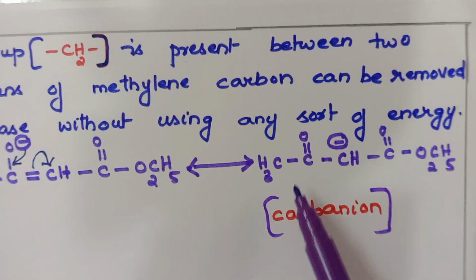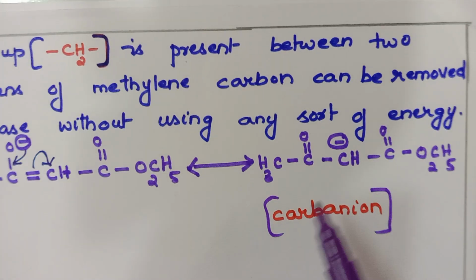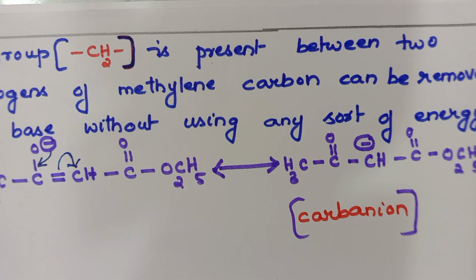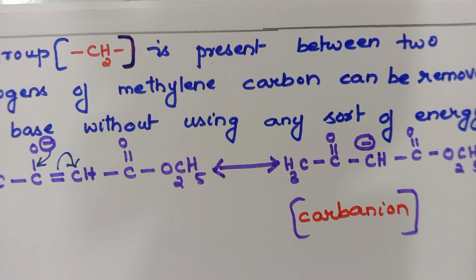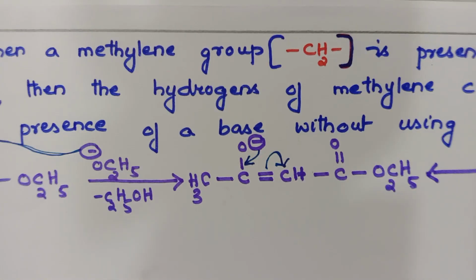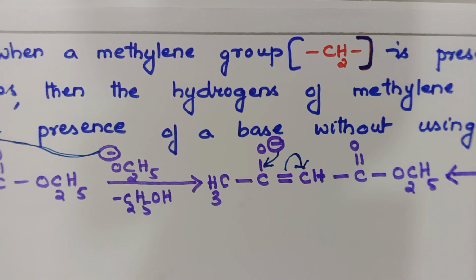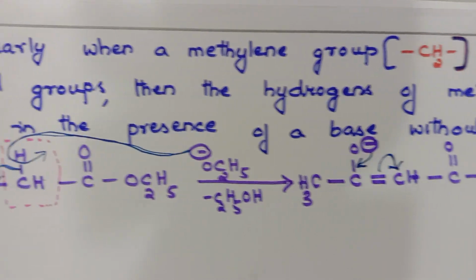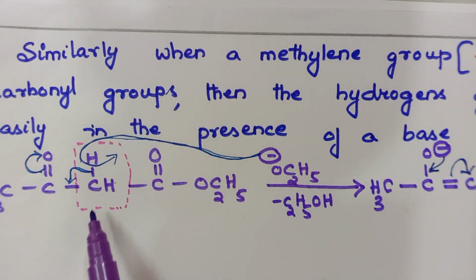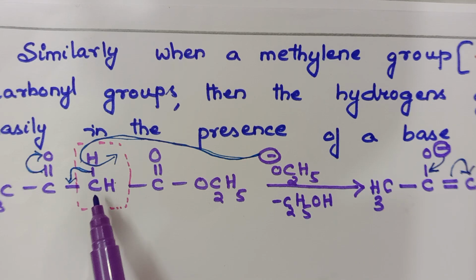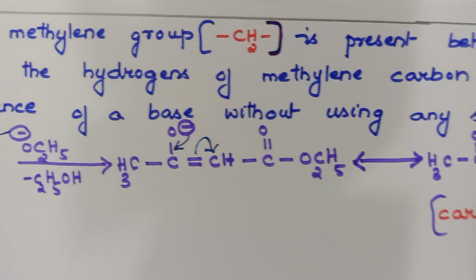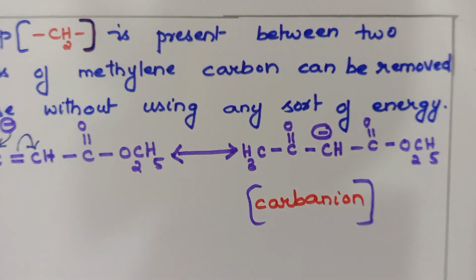Okay, so the carbon ion thus formed is stabilized by resonance. So we will be showing with this kind of arrow. Understood now? So how a methylene group which is present in between two carbonyl groups, the hydrogen atoms can be removed in the presence of a base. So you can easily show how this hydrogen present on the methylene carbon is removed in the presence of a base like this. Okay, noted down, students. Completed writing.